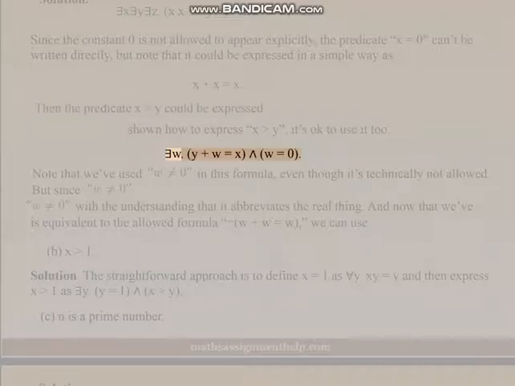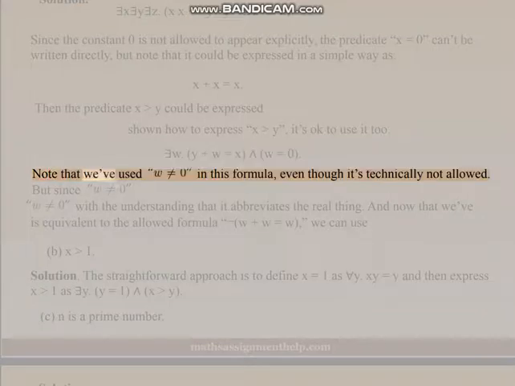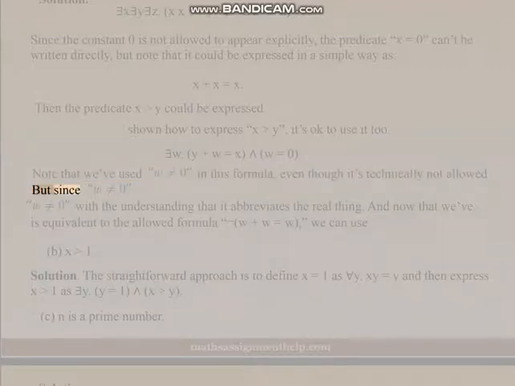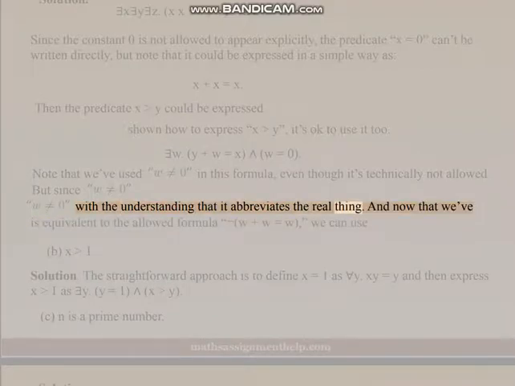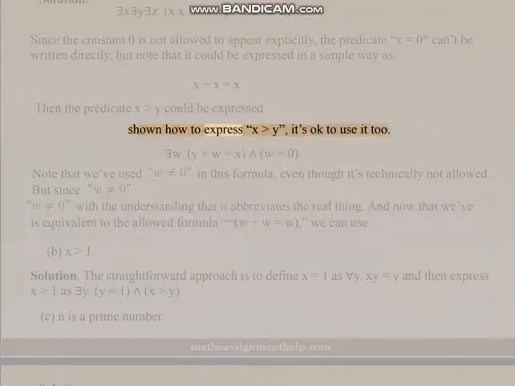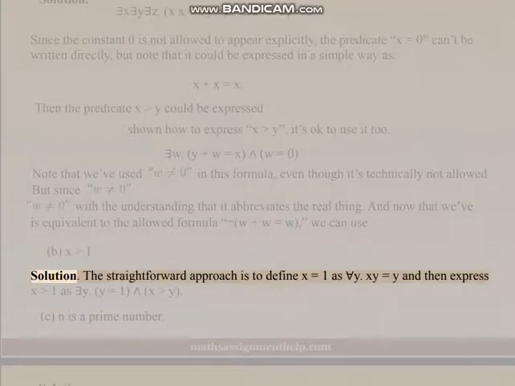There exists w, y plus w equals x, and w not equal to 0. Note that we've used w not equal to 0 in this formula, even though it's technically not allowed. But since w equals 0 is equivalent to the allowed formula w plus w equals w, we can use it with the understanding that it abbreviates the real thing. And now that we've shown how to express x greater than y, it's okay to use it too. (b) x greater than 1. Solution.